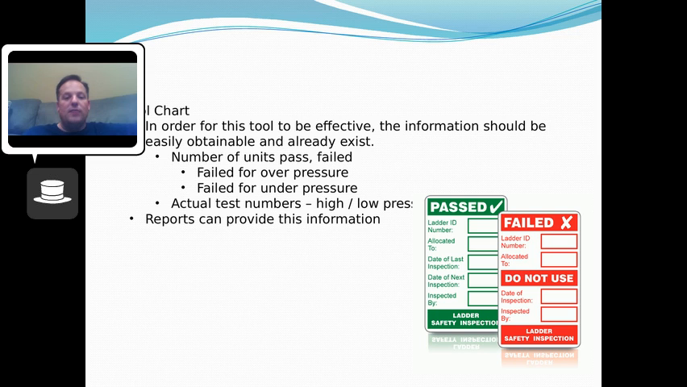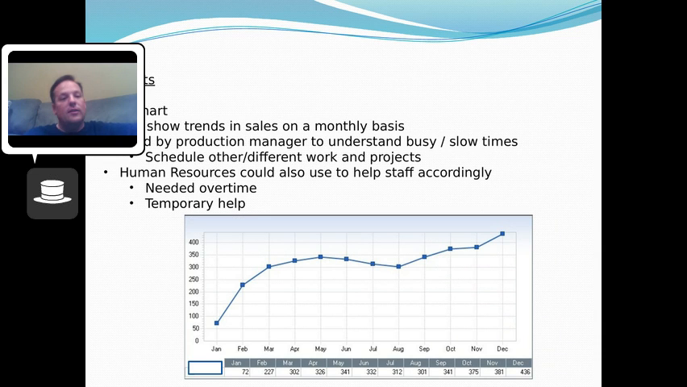What we really need here is the number of units that passed and the number of units that failed. It would be nice to know when they failed, did they fail from overpressure, did they fail from under pressure, actual test numbers of high and low pressure units. And reports can provide this information. We should be able to have this in a quality metric somewhere; our quality department should have that.